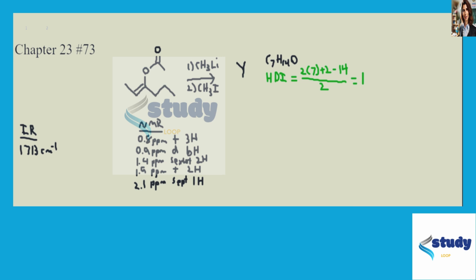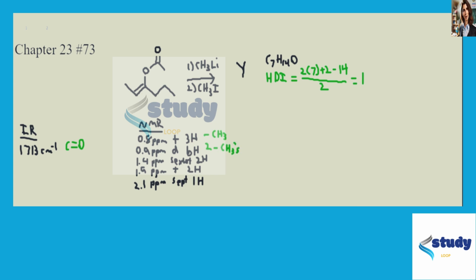Okay, so moving to the IR, a peak at 1713 wave numbers indicates probably a carbonyl. Well, not probably, definitely a carbonyl. Okay, so we have a carbonyl in this molecule. All right, so looking at the NMR, 0.8 ppm triplet integrates to 3. This is probably a methyl group. The next signal, 0.9 ppm doublet integrates to 6. This is 2 methyl groups.